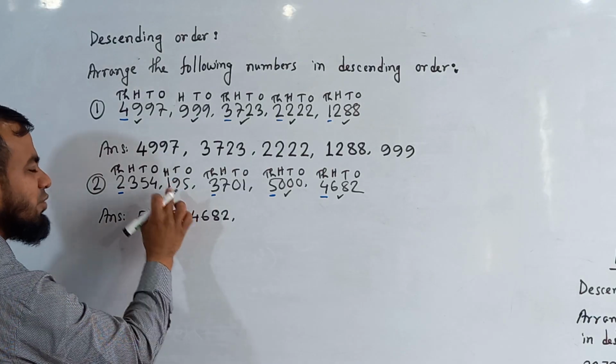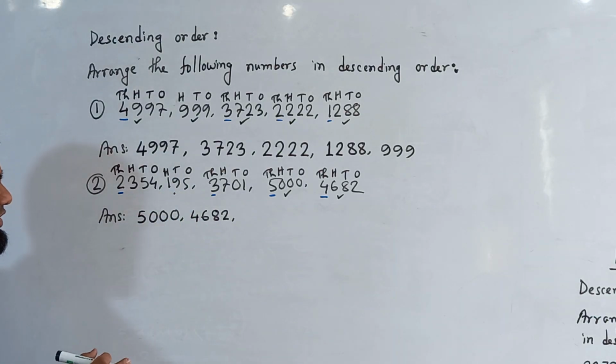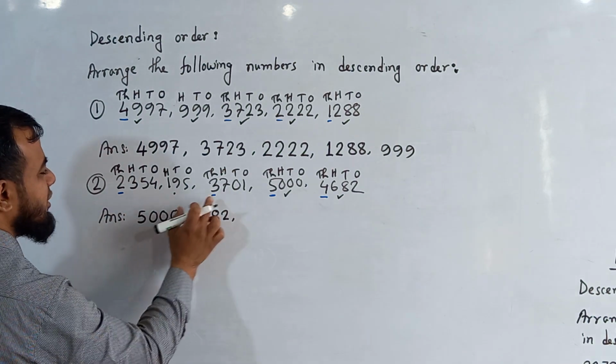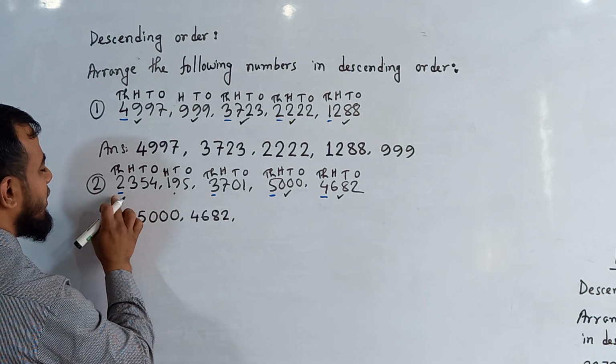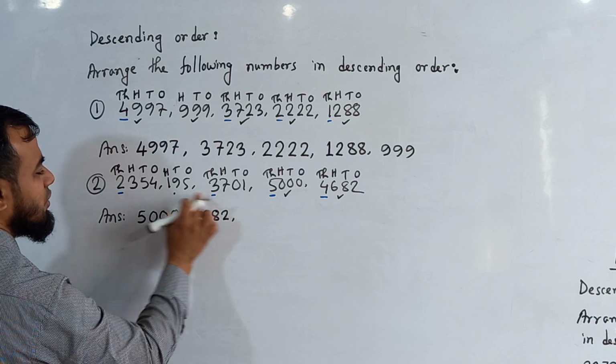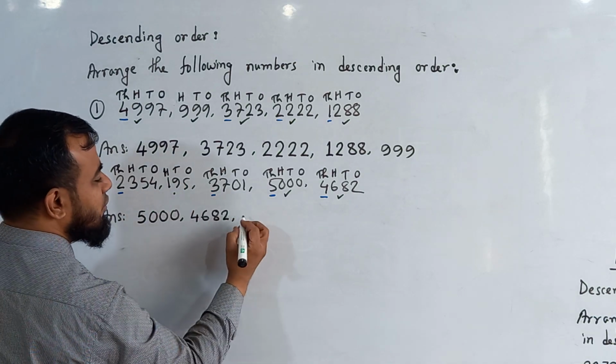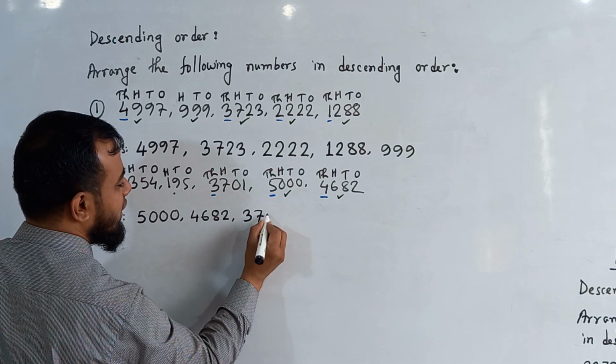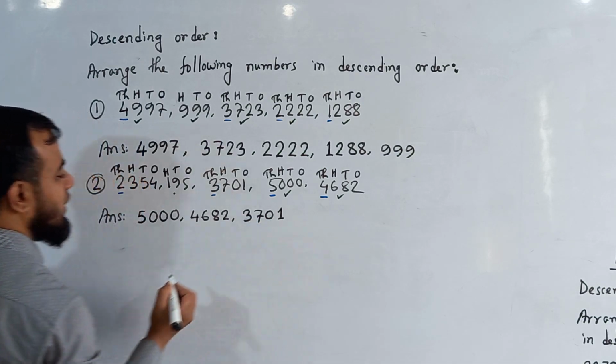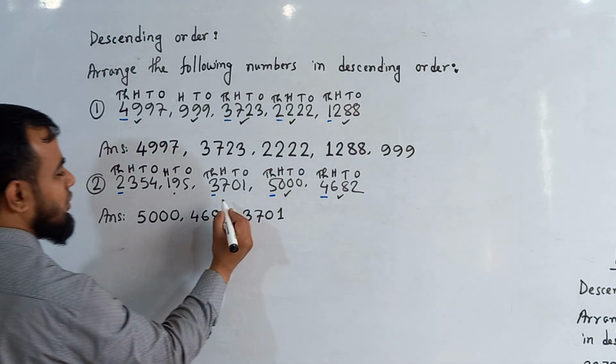We have remaining these 3 numbers, but this number should be in the last because this has only the hundreds place as the highest. We have thousands place in 2 numbers, 3 and 2. Between this 3 and 2, 3 is the biggest value. So we should write down 3701 in the third place in this descending order. So this is also done.